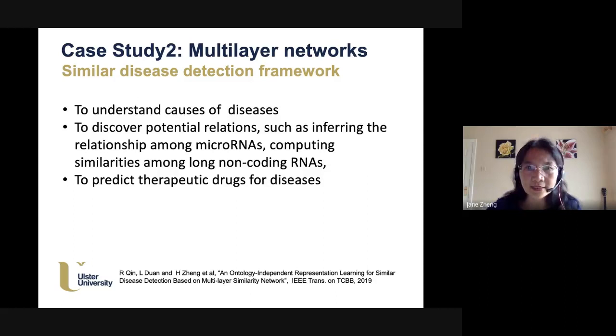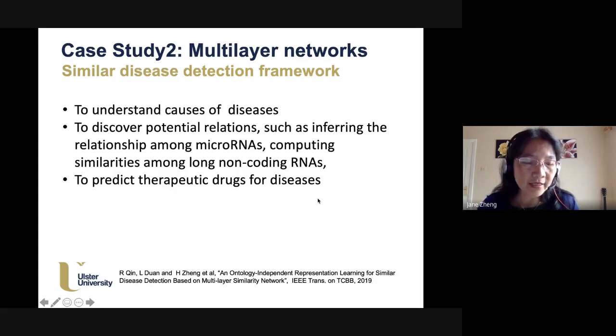So for the second case study, we're looking at the multilayer network again. We apply that to similarity disease detection. This paper is, I think, published online now. For this, we mainly want to understand the similarity between different diseases and what caused that. This work will be quite useful, I have to say.